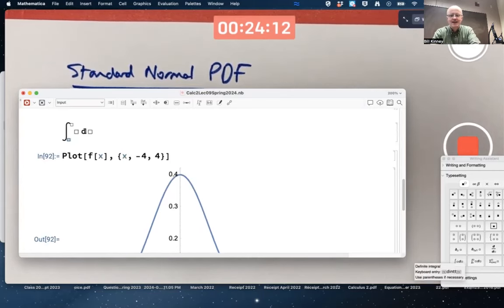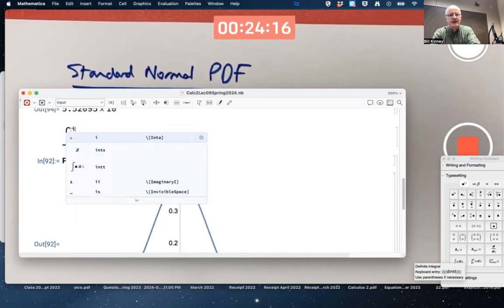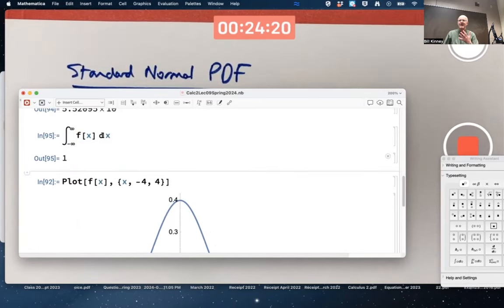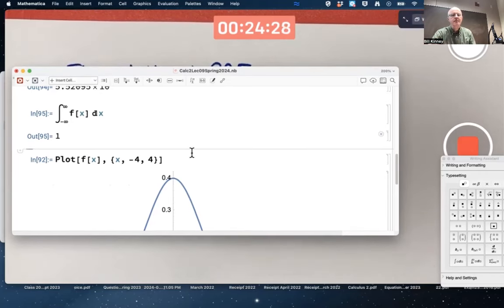That integral from negative infinity to infinity equals 1, which is what makes it a valid probability model, a probability density function. Okay, all that'll make more sense when we get to chapter 8.